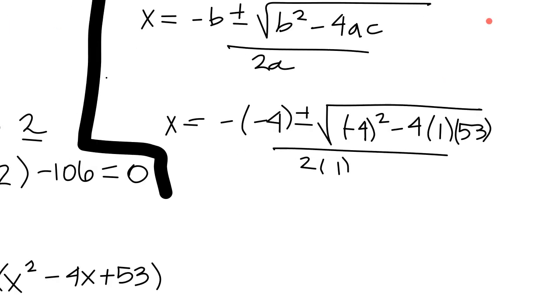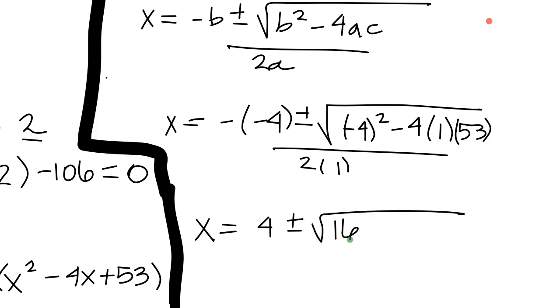Moving down a little bit, I'm going to extend my line as I go, just so as not to confuse some of this work. Then we're going to have x equals 4 plus or minus, and this will become 16 minus, let's do 53 times 4. See what we get. 53 times 4 gives me 212, all over 2.